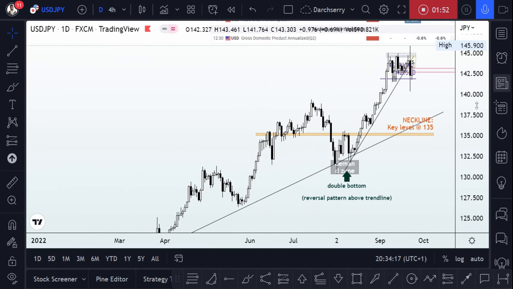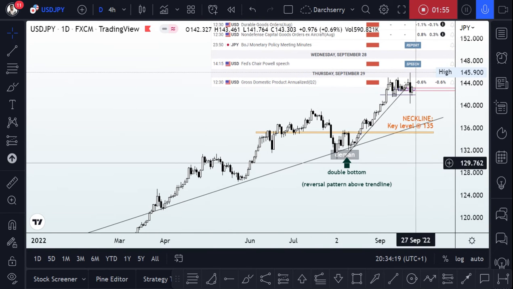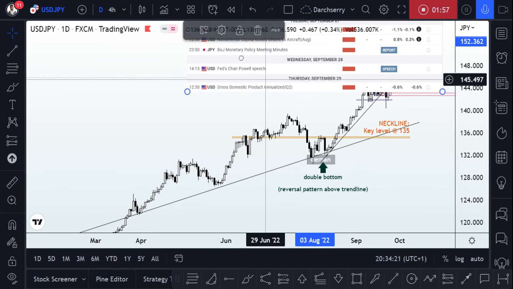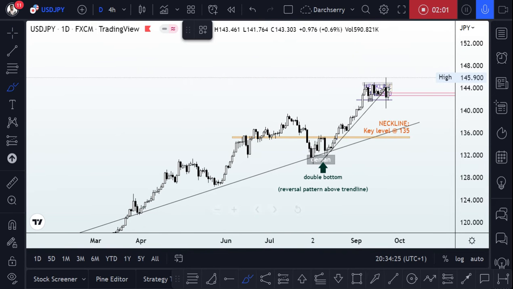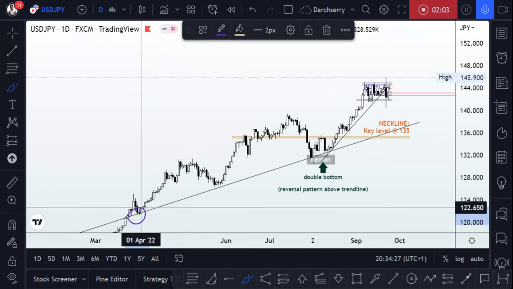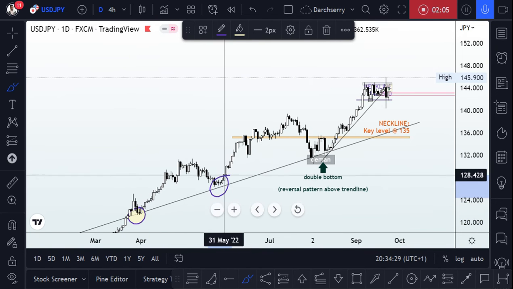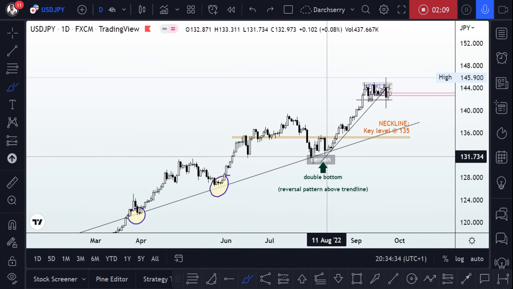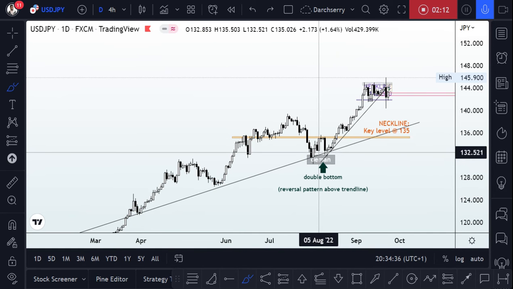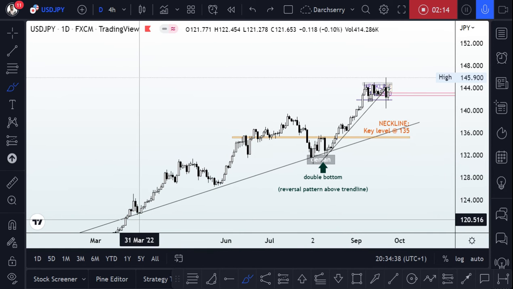Looking at it from a daily time frame, we can see that price action has been on a strong bullish momentum since the beginning of the year, and this is evident after connecting the series of higher lows to give us this resultant bullish trend line. And as you can see, price has consistently found higher highs and higher lows since somewhere in the month of April.